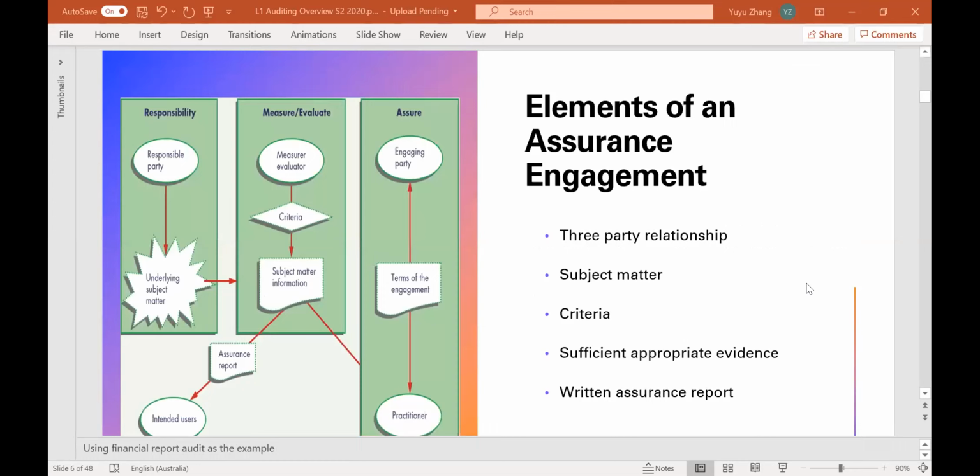So that's why we have the 5 elements here, the elements of assurance engagement. Those 5 essential elements are the 3-party relationship, the subject matter, the criteria, sufficient appropriate evidence, and also a written assurance report. Any questions?